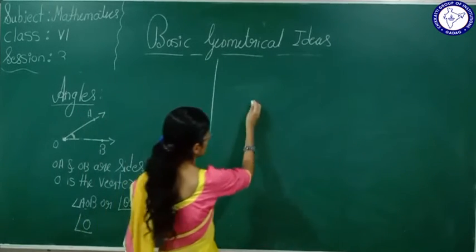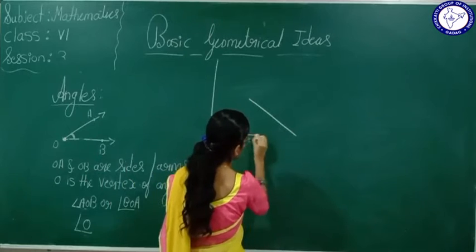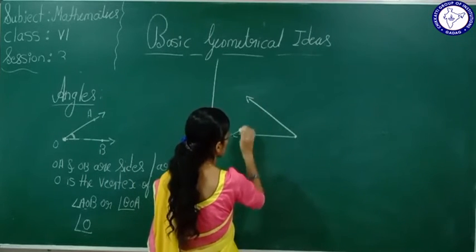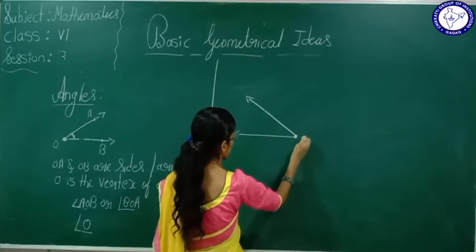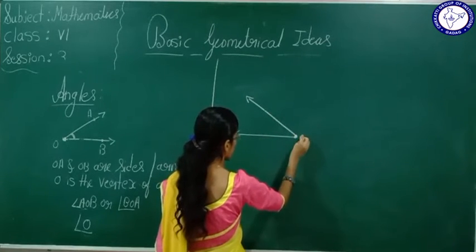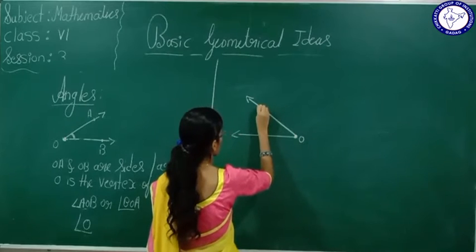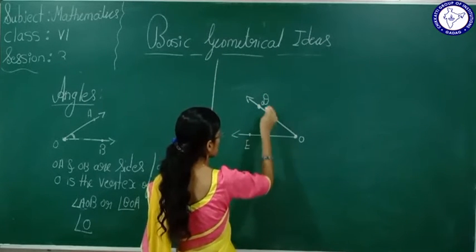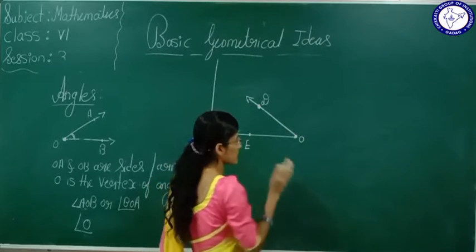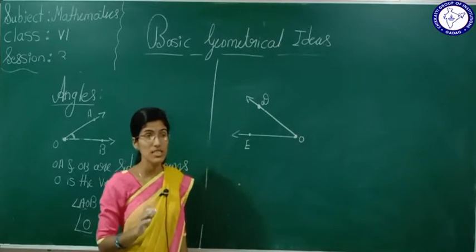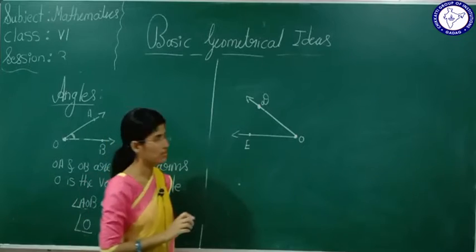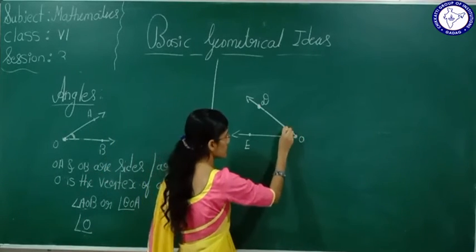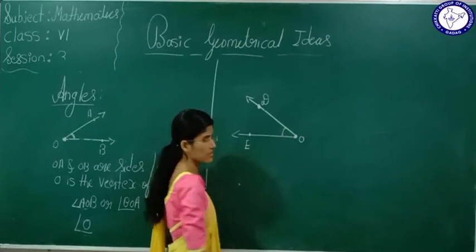Now see here, answer this question. Here this is one ray, these two rays are meeting at this point. Okay, I will take it as O. Now here E. Here OD and OE are nothing but what? OD and OE are the sides of this angle. And what is this O? O is the vertex of this angle. So this is nothing but the angle here.